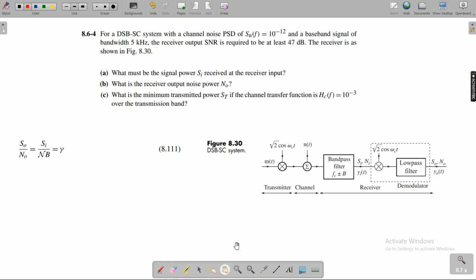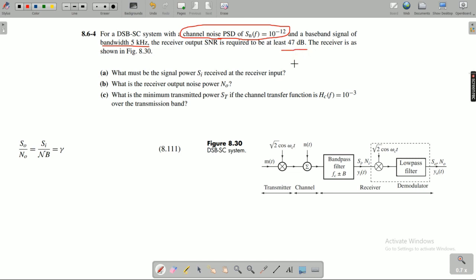Today we will discuss some problems in the course of communication systems. The first problem mentions the following: for a DSB-SC system with a channel noise PSD of Sn of f equal 10 power negative 12. This is the channel noise, and we have a baseband signal of bandwidth 5 kilohertz. The receiver output SNR is required to be at least 47 decibel.